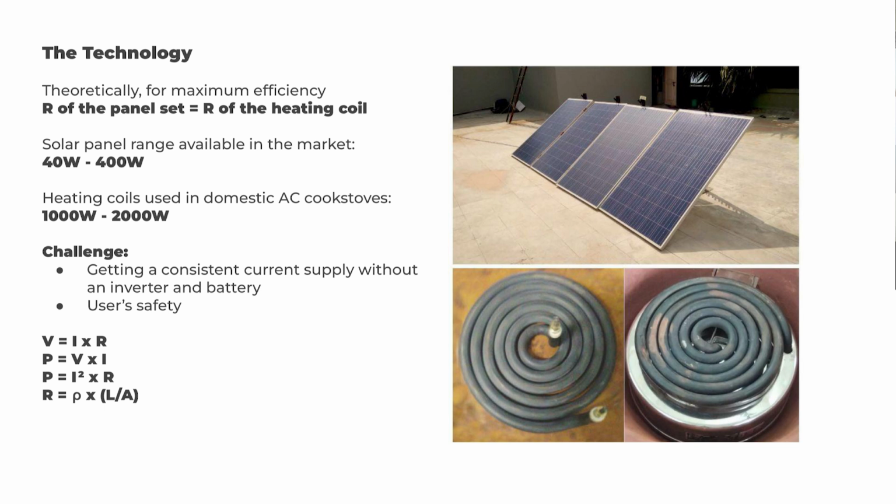So the panel range available in the market is 40 to 400 watt, and heating coils, as you saw, 1000 to 2000 watt, and even more are available. So our challenge was to get a consistent current supply because we are not using an inverter and battery. And user safety is also very important, because when you are not using an inverter and battery, then sometimes amperage and voltage can get much higher, which is also very lethal.